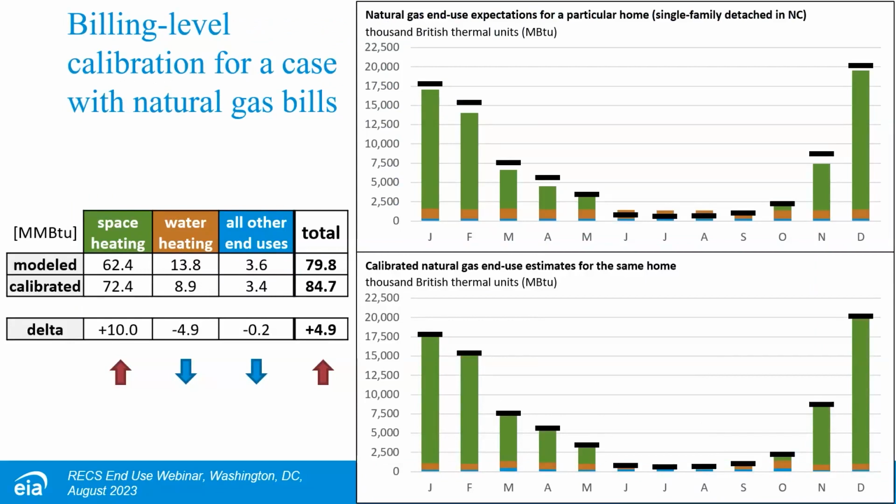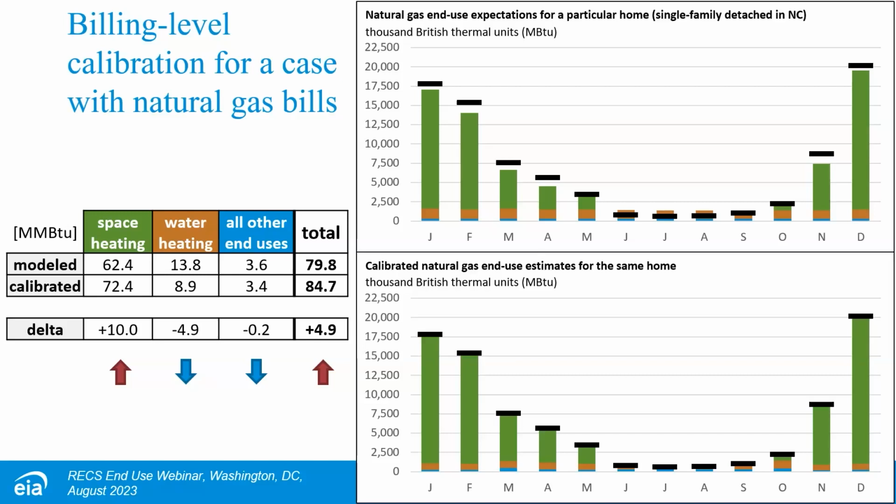There's a lot going on, and I want to walk you through it methodically. This is all the results of a case where we did natural gas calibration. It is a single-family detached home in North Carolina that uses natural gas for space heating, here represented in green. It uses it for water heating, here represented in brown. And then I've lumped the other things together in blue, all other end uses, which I think is cooking and a natural gas dryer in this case.